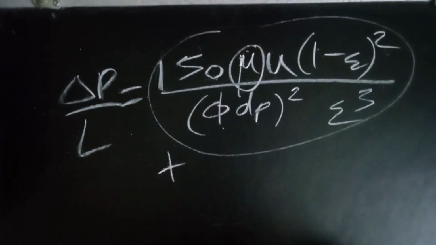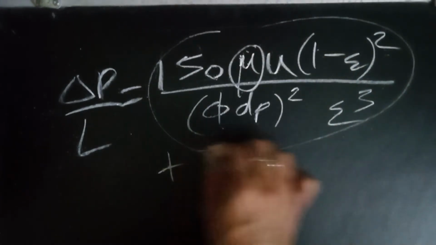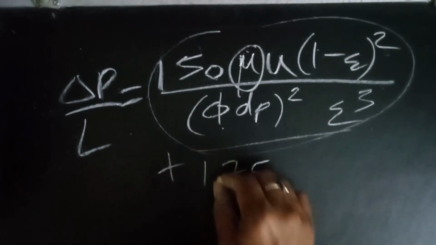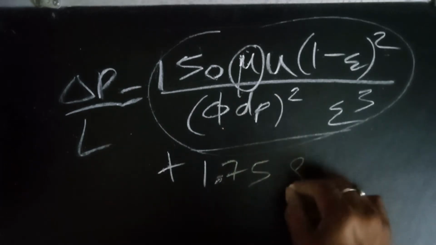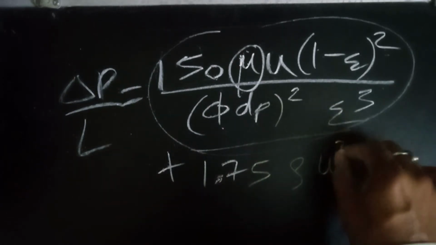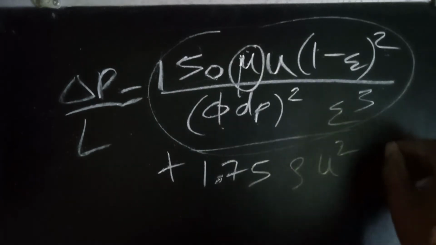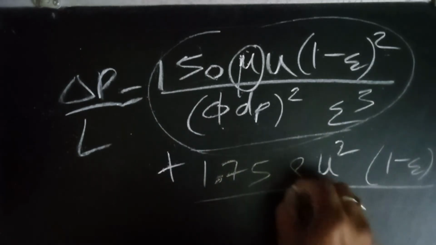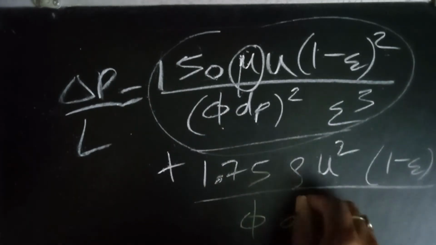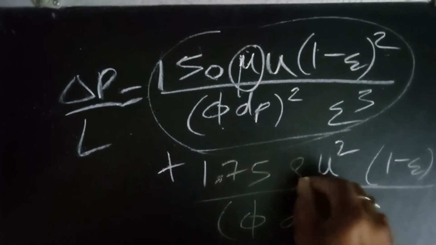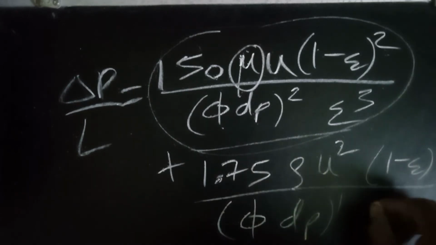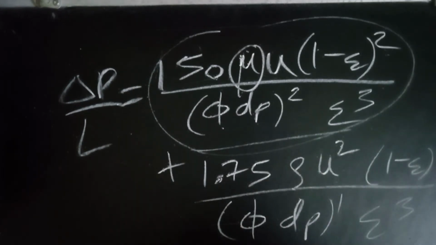It comprises of these viscous effects. Why viscous effects? Because mu is there, and the Reynolds, the kinetic effect. Kinetic effect would be 1.75, and it is rho u square. Now it is u square, and (1 minus epsilon) to the power 1 only, and down here rho dp to the power 1, rho u square by dp into phi, where phi is sphericity. Okay, this is the final formula.